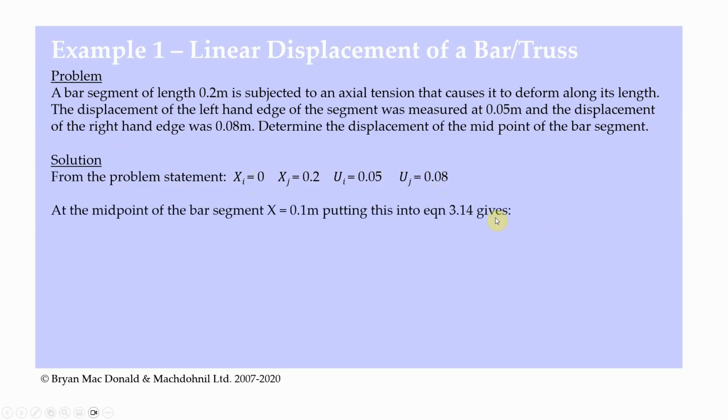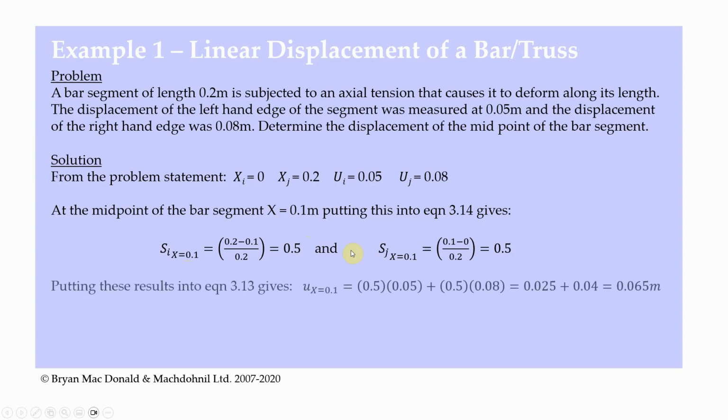At the midpoint of the bar segment, x is going to be 0.1, so it's midway between these two. We're asked to determine the displacement of the midpoint of the bar segment. Putting this into equation 314, which we just had a second ago, si at x equal to 0.1 is going to be xj minus the x of the point we're looking at, which is 0.1, divided by the length of the bar segment, which is 0.2. And sj, similarly, is going to give us 0.5. Again, surprise, surprise, we're at the midpoint of the bar segment. The interpolation or shape functions vary between 1 and 0, so they're both going to be 0.5.